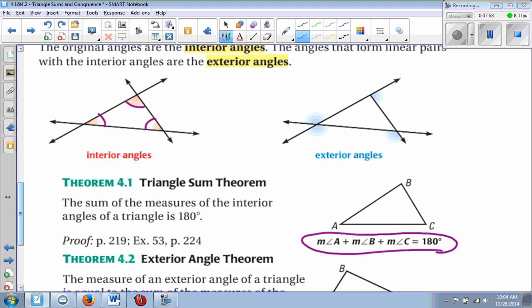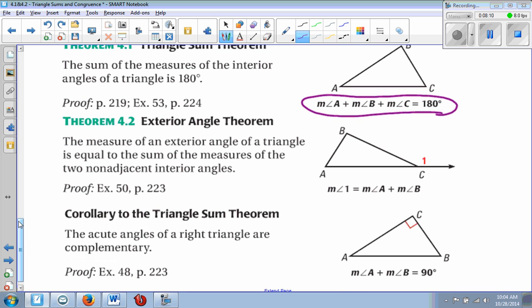The next picture to the right-hand side are the exterior angles of a triangle. Notice all of these angles are on the exterior of the triangle. The exterior theorem that we're going to talk about involves an extension on the outside of the triangle, in this case angle 1. That measurement is equal to the far angles added together of the triangle. They're called the remote interior angles. So angle 1 on the outside is equal to the other two across the triangle added together.